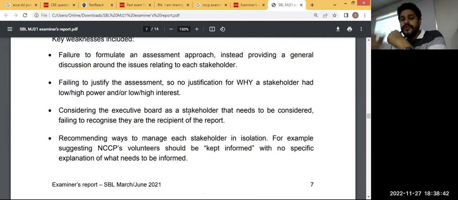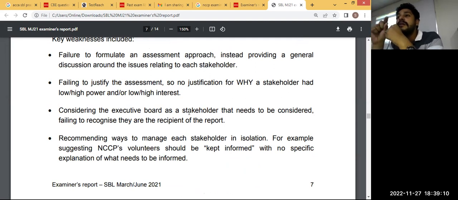Considering the executive board as a stakeholder that needs to be considered, failing to recognize that they are the recipient of the report. If you are writing the executive board, okay, again, you can write it, but they are the recipient of the report. So it's better to take another form of stakeholder. But again, the examiner himself has also included the executive board in the answer. Examiners have given one paragraph on the executive board as well, in which he has identified, okay, the executive board are also a stakeholder.